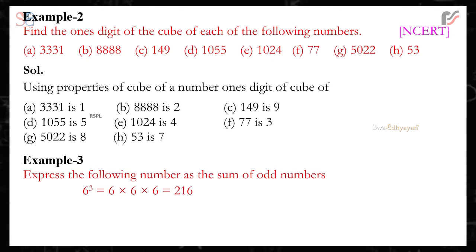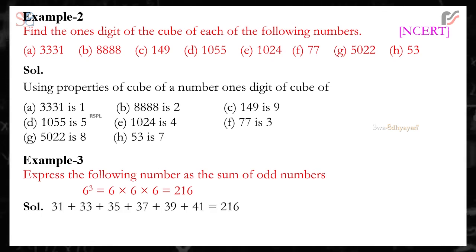Example 3. Express the following number as the sum of odd numbers. 6 raised to the power 3 is equal to 6 × 6 × 6, which is equal to 216. Solution. 31 + 33 + 35 + 37 + 39 + 41 is equal to 216.